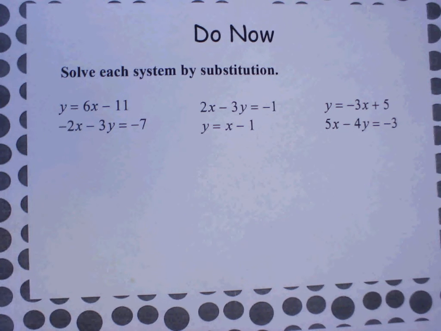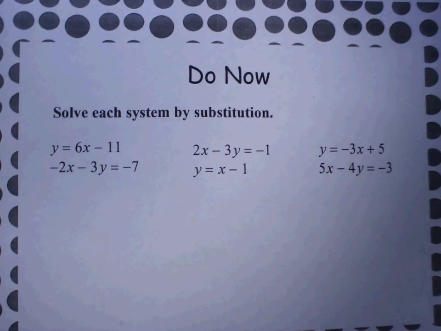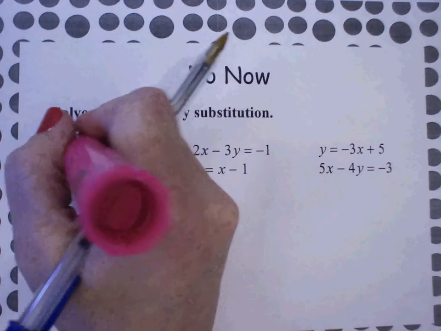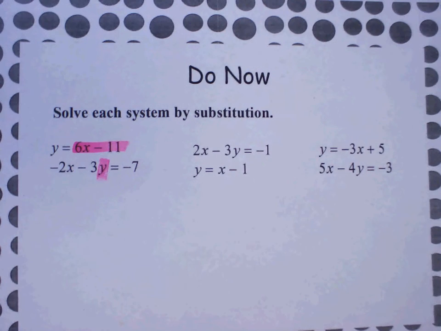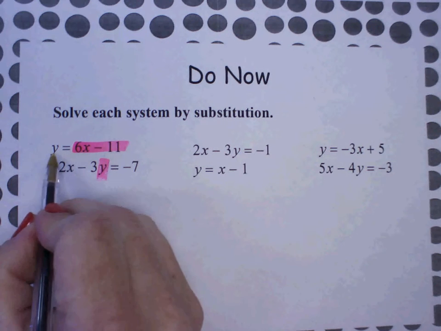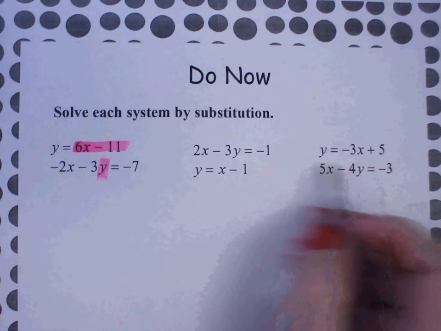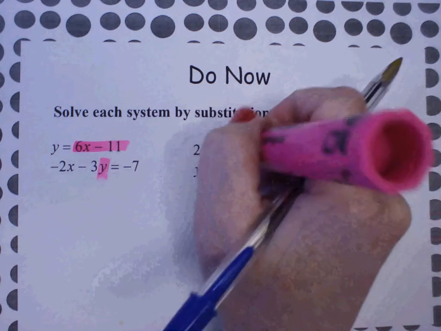All right, so we're going to go ahead and do this by substitution. You learned this over the weekend with the video. All you're doing is substituting one inside the other, okay? On all of these three, there's one of them that's already solved for y. So all you're doing is substituting it inside the y.